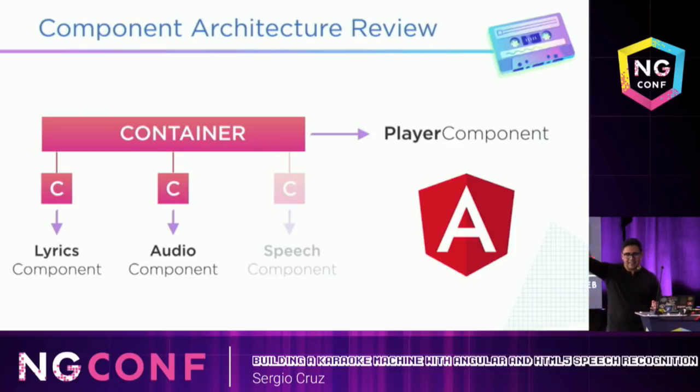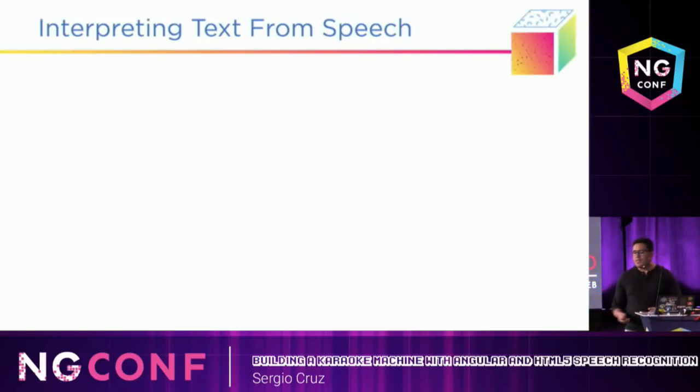Audio emits data back into our container, into our player component. That sends back down to lyrics that has that array of lyrics that you saw here. We can figure out what the next line should be that needs to pop up. So that's kind of how that all comes together. But that still leaves aside the speech part of it.